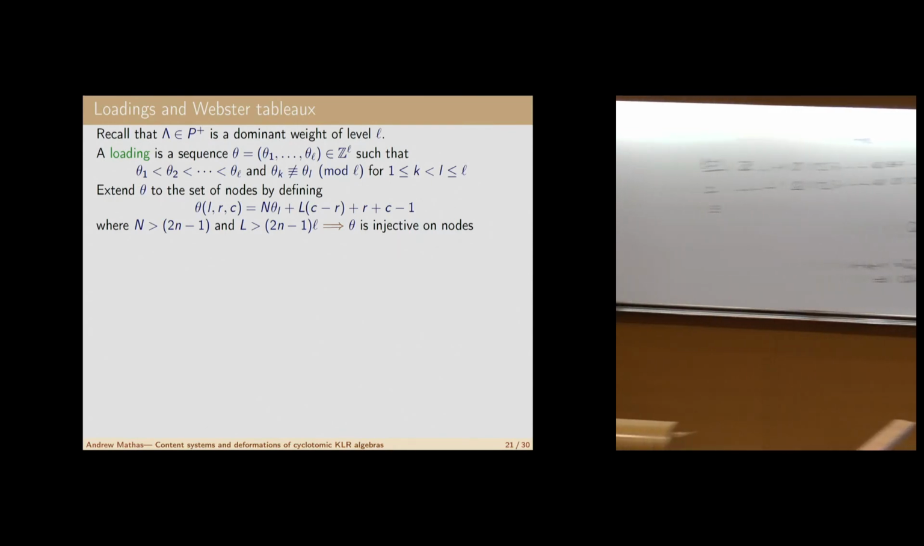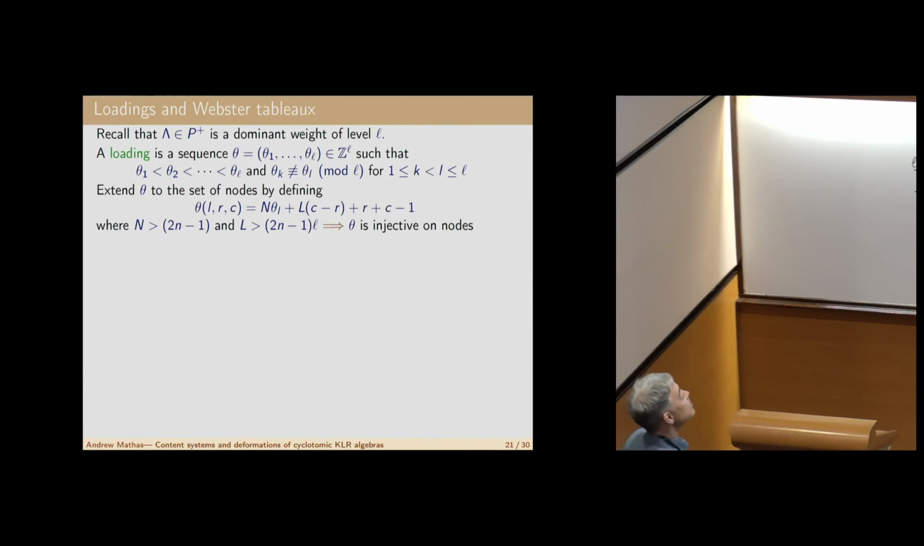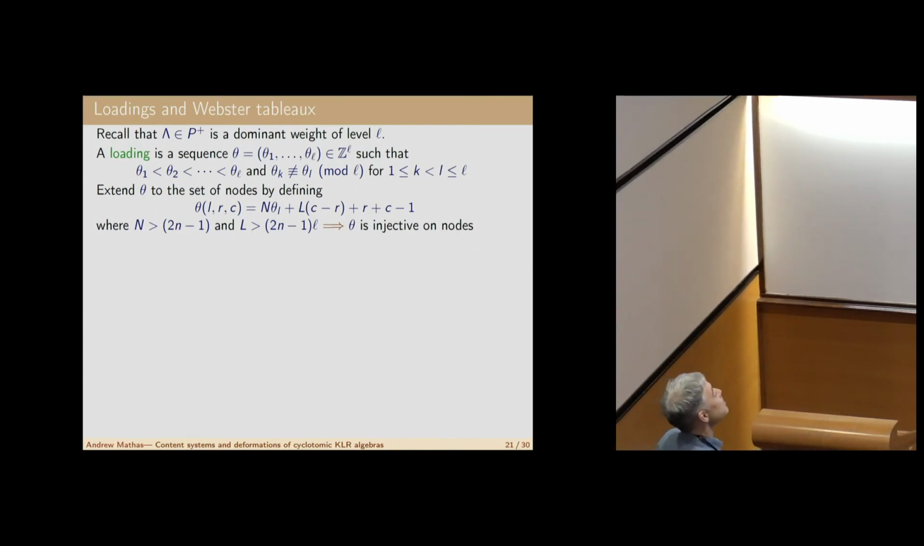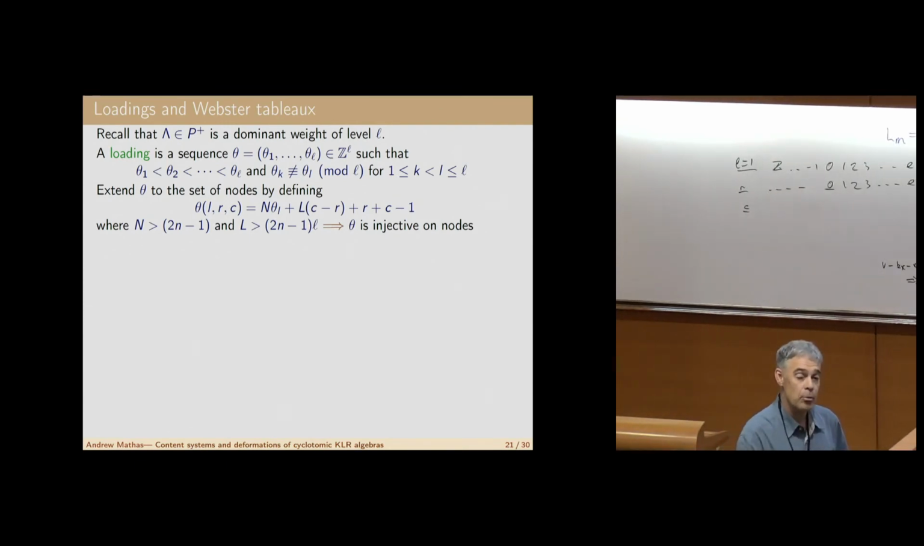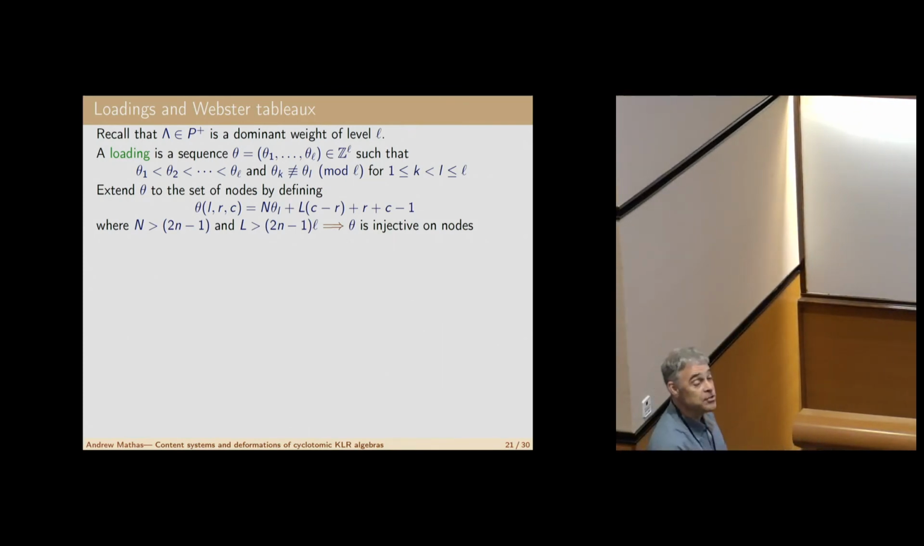I want to extend my loading to the set of triples. So L is my component, R is my row index, C is my column index. And I want to just define the loading of this triple to be n times theta L, capital L times C minus R plus R plus C minus 1, where n's at least as big as 2n minus 1 and L's at least as big as 2n minus L. So essentially all I've done is I've taken Chris's equations and I've multiplied through by 1 on epsilon to clear out the epsilons everywhere. So it's just simply rescaling. These conditions here are very easy to check. They're there precisely to make sure that this theta is injective on different nodes that can appear in my tableaus.